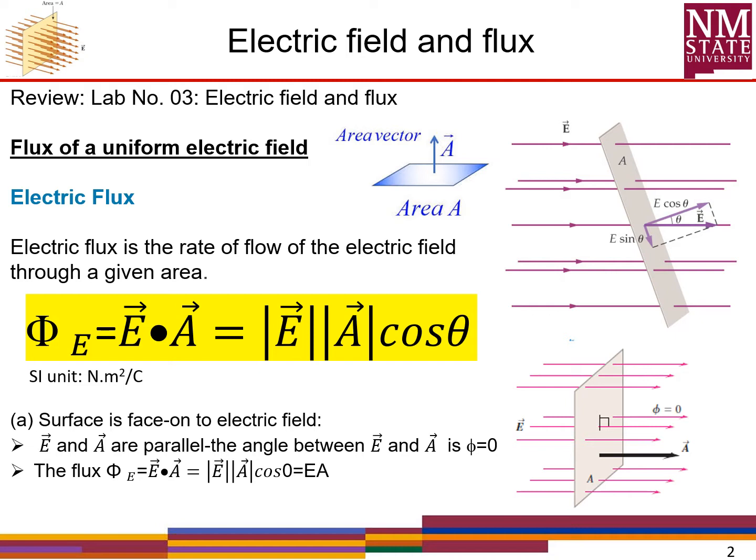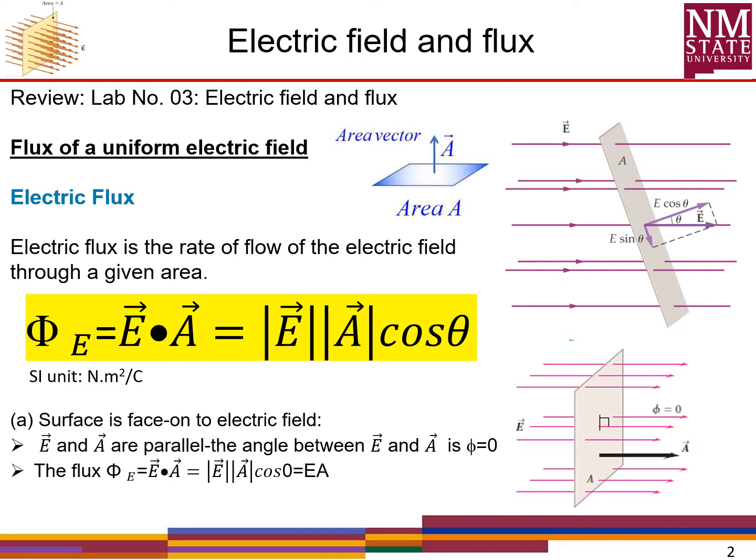Case A, the surface is face onto electric field. Here you can see we have a uniform electric field because the field lines are parallel to each other, and the magnitude of that uniform electric field is equal to capital E. And here is our surface. Now here it's the area vector. You can see the angle between electric field and the area vector is equal to 0 because they are going into the same direction.